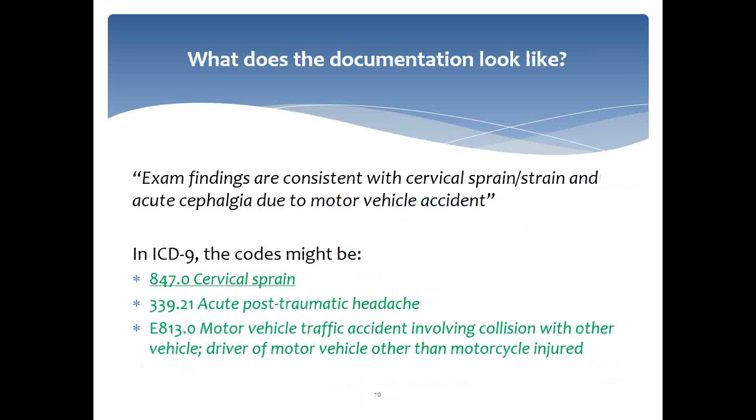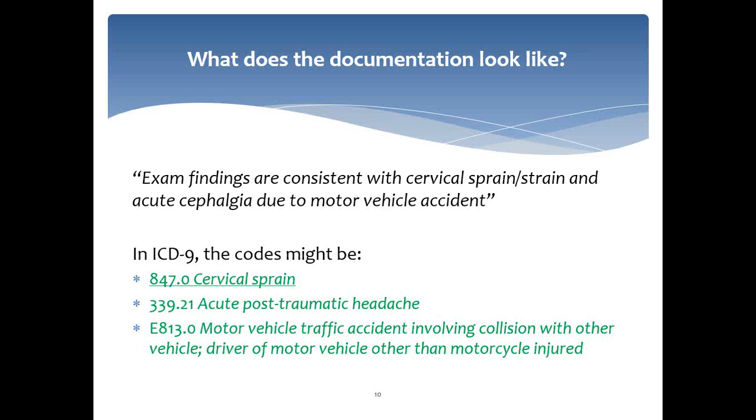All right, so let's look at an example of what the documentation looks like and how it relates to the codes. Great. So what I've done here is I've taken the assessment portion of a SOAP note, and I've come up with what the ICD-9 codes might be. So the note says exam findings are consistent with cervical sprain strain and acute cephalgia due to motor vehicle accident. So somebody was in a car accident, they hurt their neck, and they have a headache as a result.